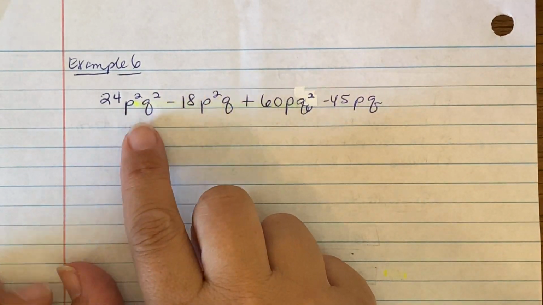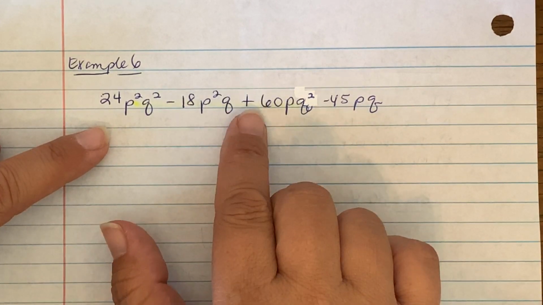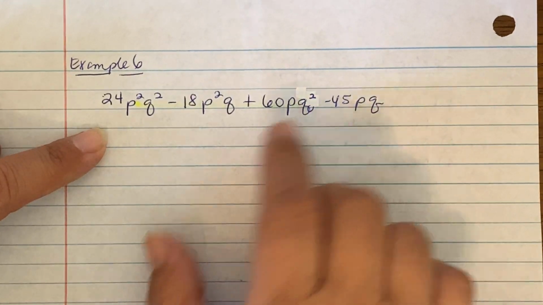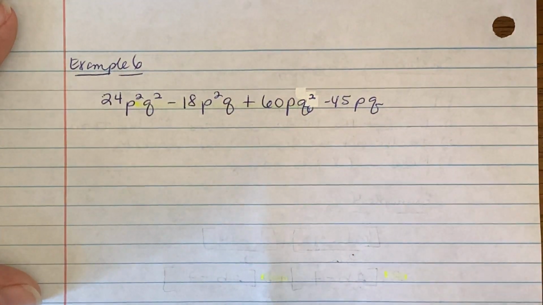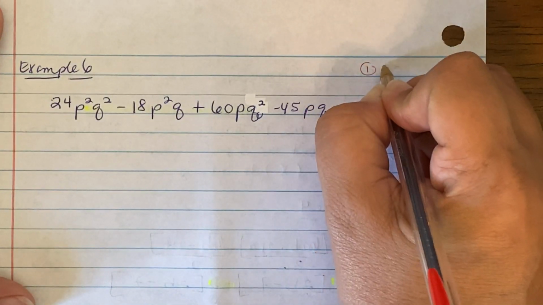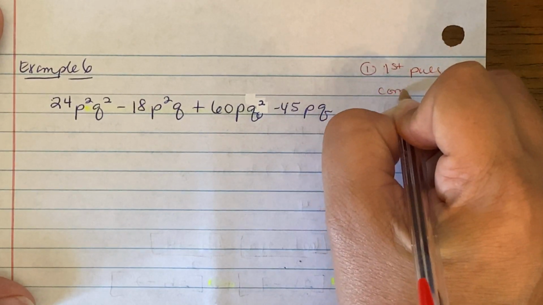Example 6 says 24p squared q squared minus 18p squared q plus 60pq squared minus 45pq. Now, sometimes when you start a problem, before you can start, you may have to find a common GCF first. So on this one, we're going to first pull the common GCF of all.